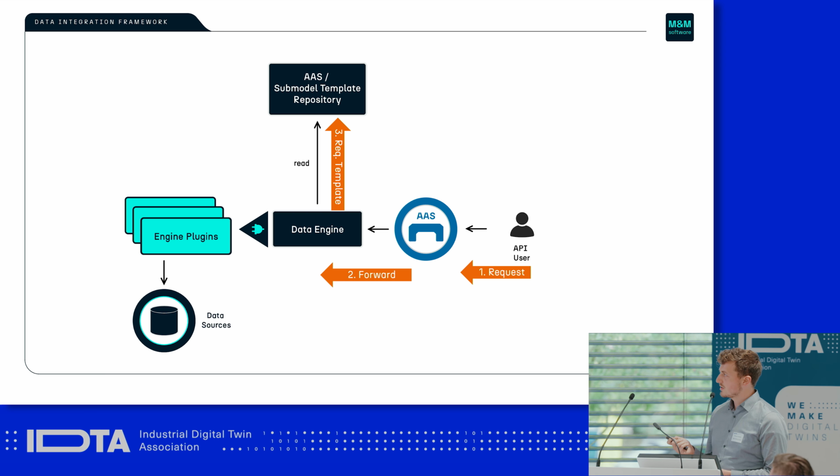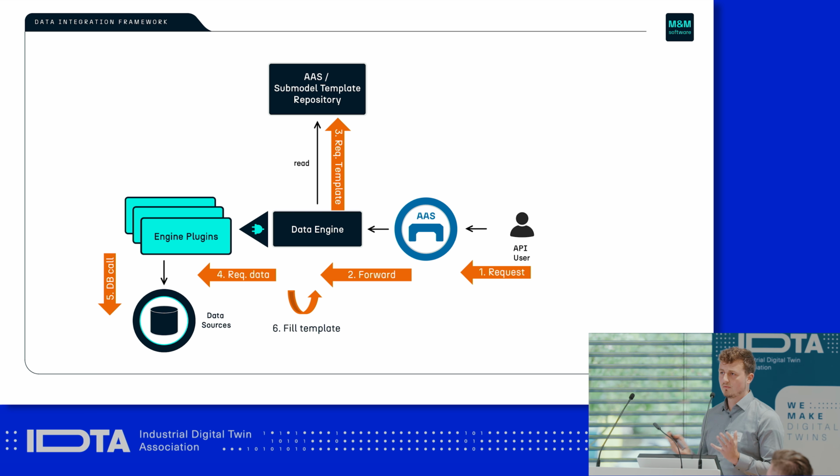With this template information now on the data engine, the structure is clear, how the result should look like, and the data engine now needs to request the data from the plugins. And as already mentioned, they are just connectors to the data sources, so they will do a request and return this data to the data engine, which can now fill out the template. So we had a template without any values in it, and now we added the values. So we have a full AAS or full submodel and return this back to the API user.